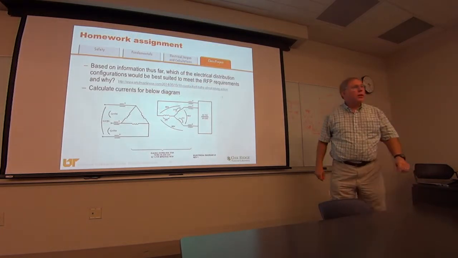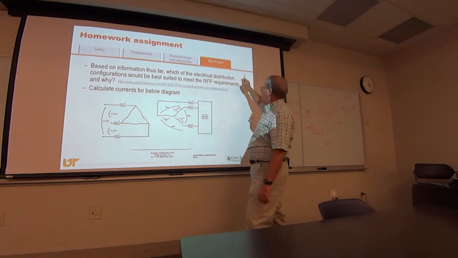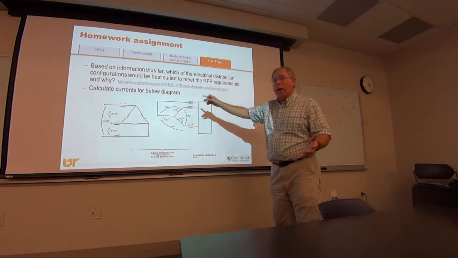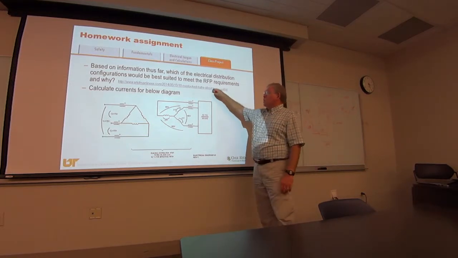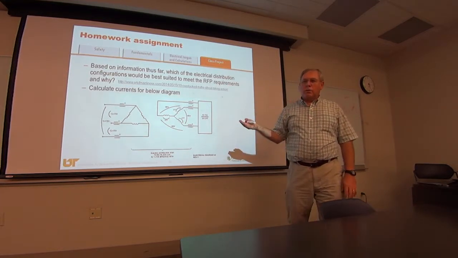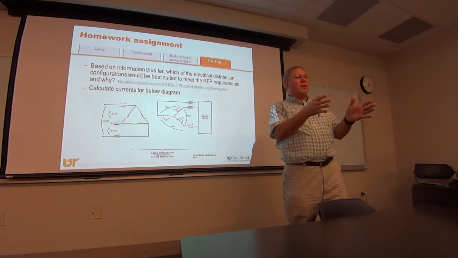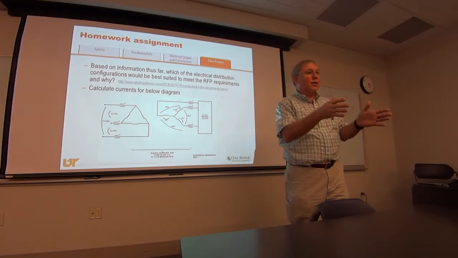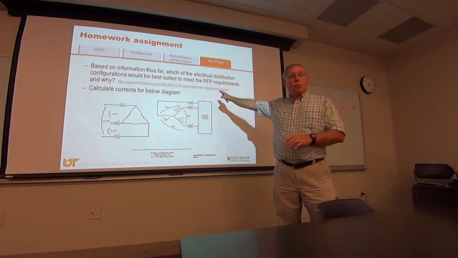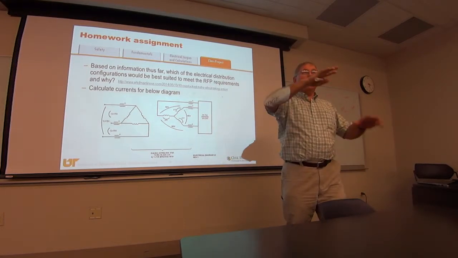Okay, here are your problems. Based on the information thus far, which of the electrical distribution configurations would be best suited to meet RFP requirements, and why? Now, go read this. This doesn't have anything to do with electrical engineering, but it's a very good article on just doing stuff. Basically, try something. Because if you don't try anything, you haven't made a mistake. You can't be correct, you can't learn, you can't do anything. Give it a try. Pick one of them and justify why you're doing it. I don't care if you're right or wrong, but do something.